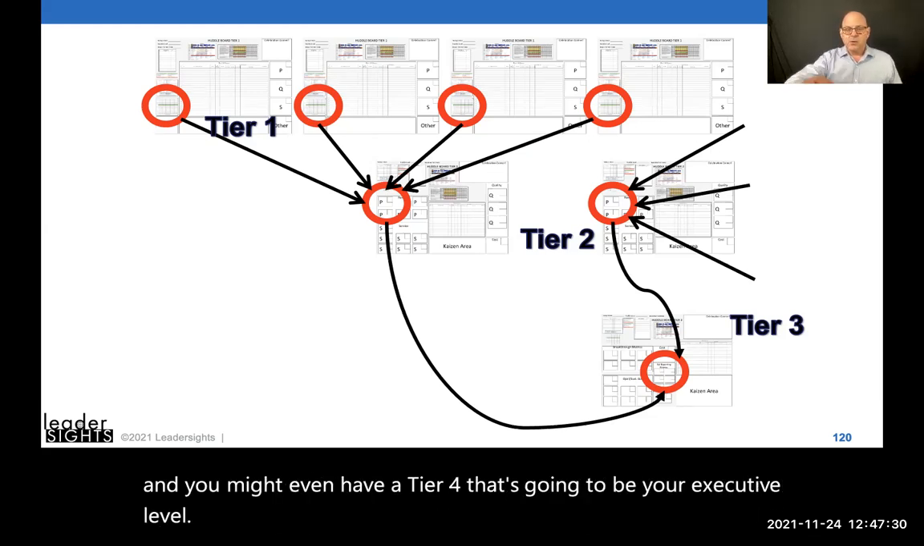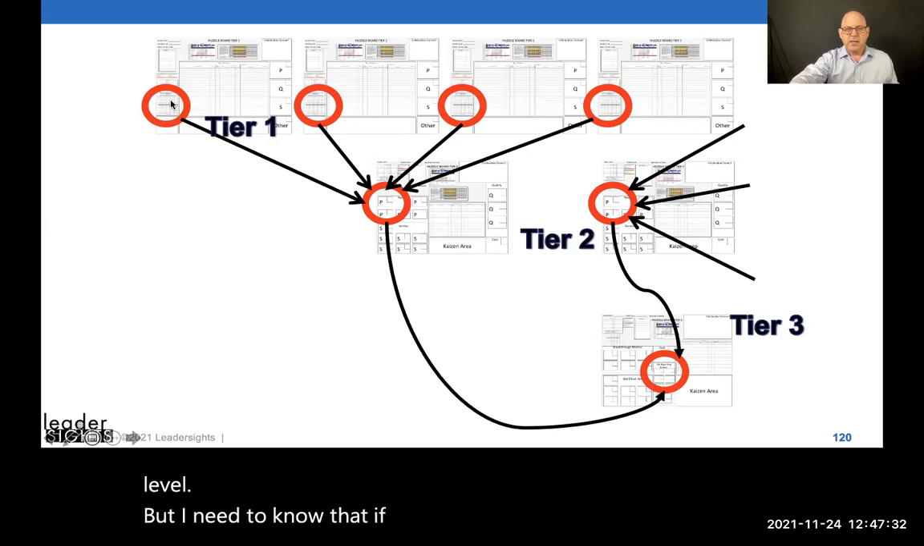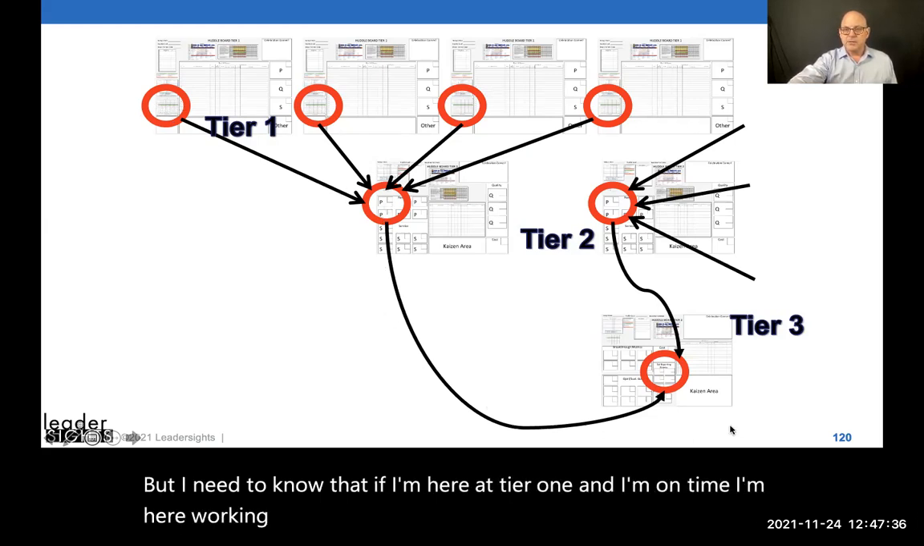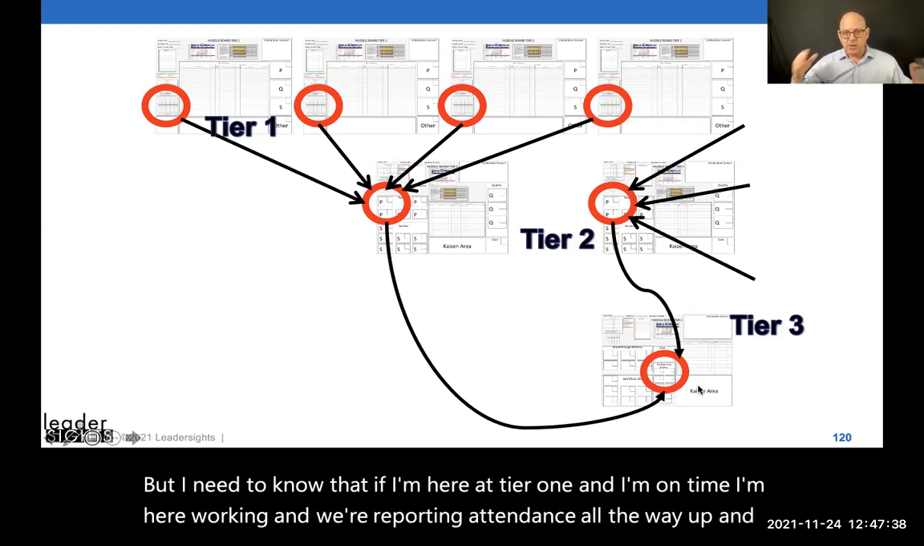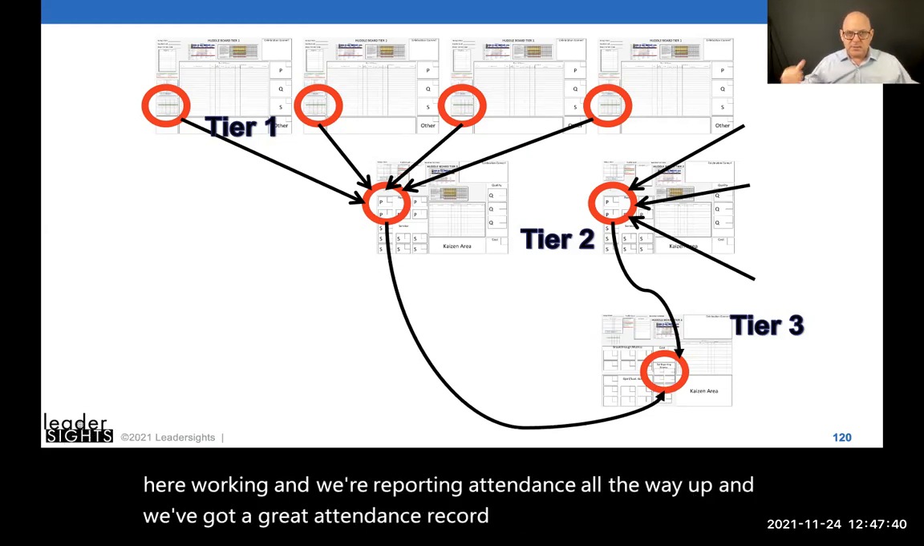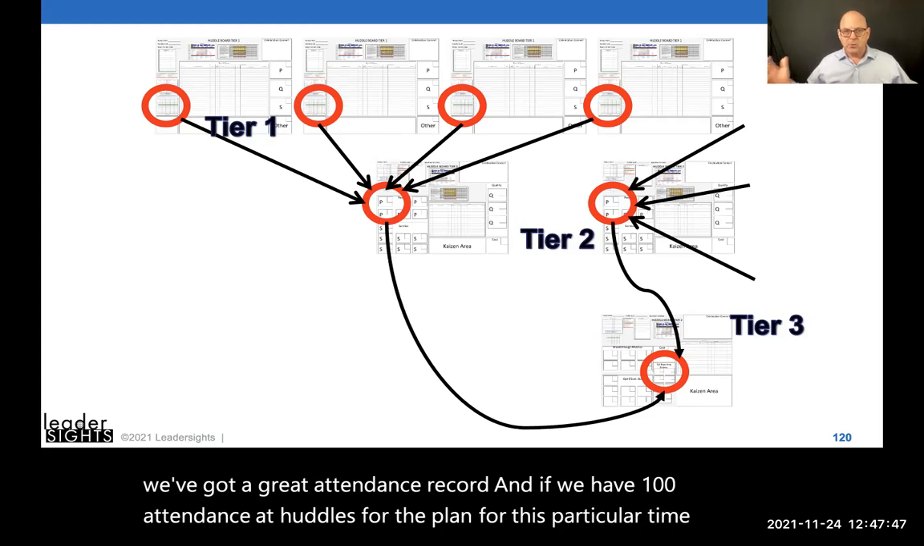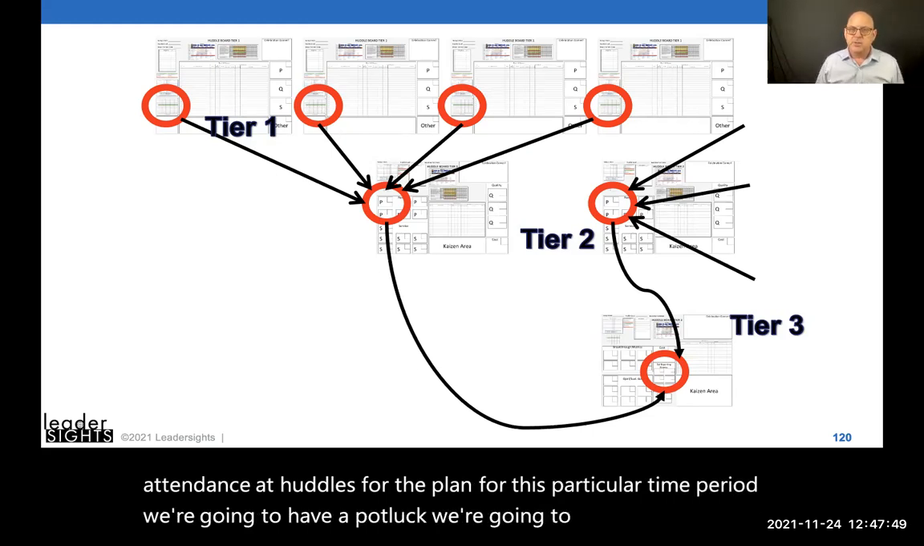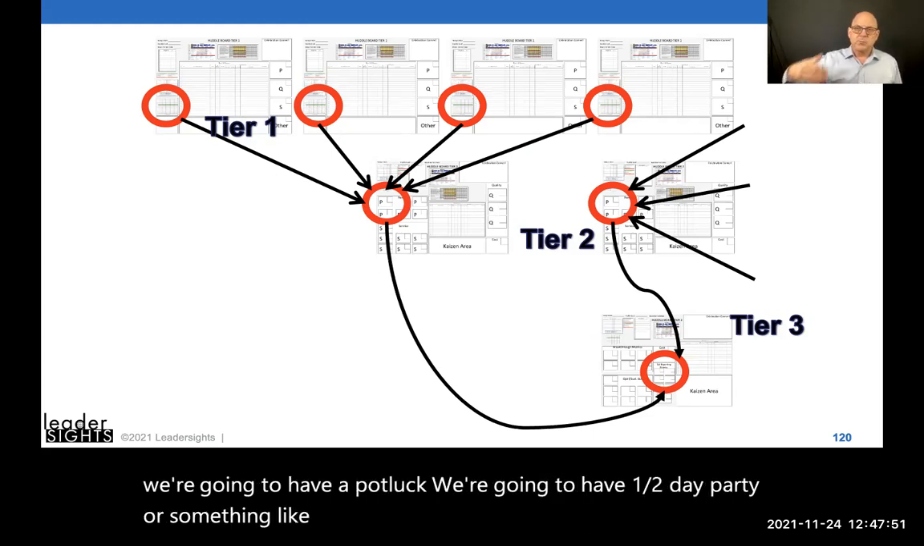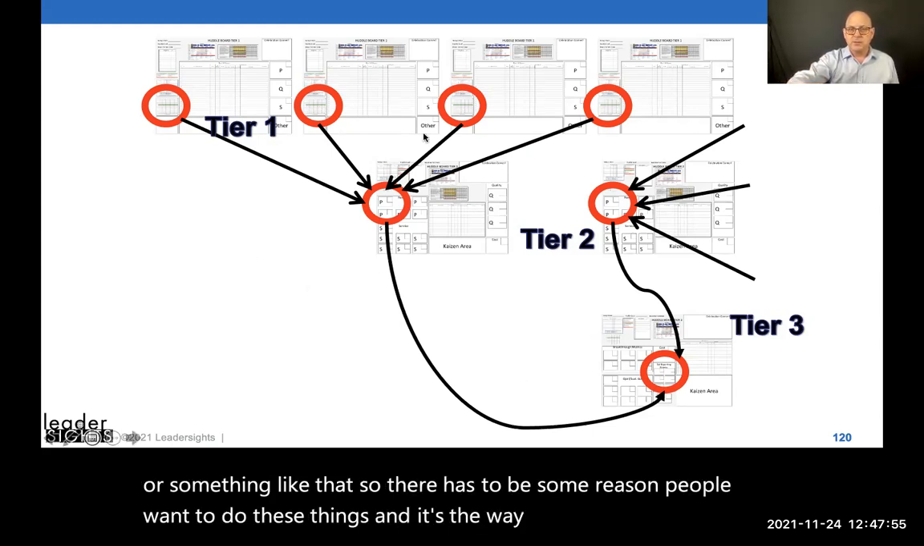But I need to know that if I'm here at tier 1 and I'm on time, I'm here working, and we're reporting attendance all the way up, and we've got a great attendance record. And if we have 100% attendance at huddles for this particular time period, we're going to have a potluck, or we're going to have a half-day party or something like that. So there has to be some reason people want to do these things. And it's the way we communicate. This communicates up and down through the organization.